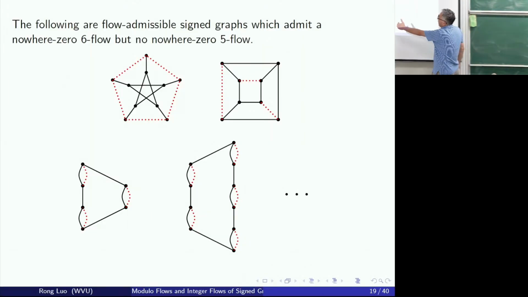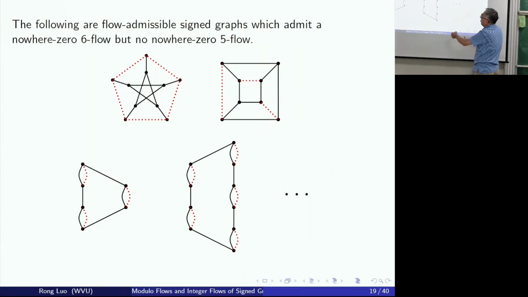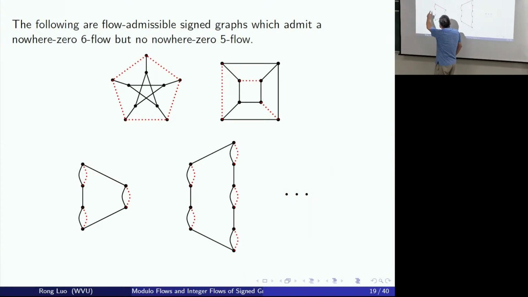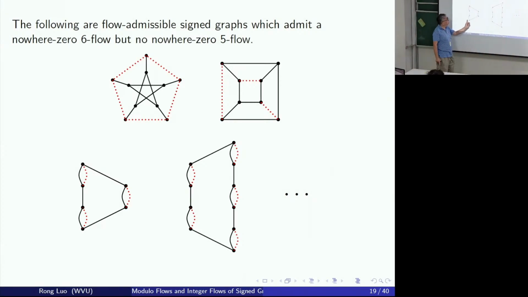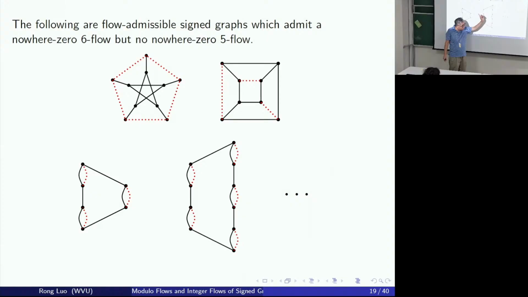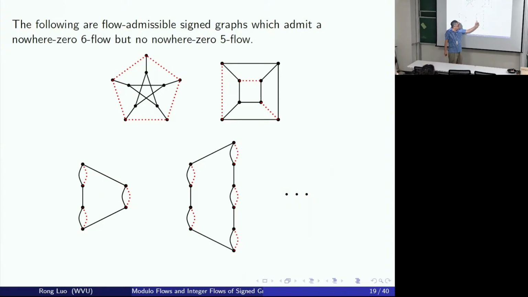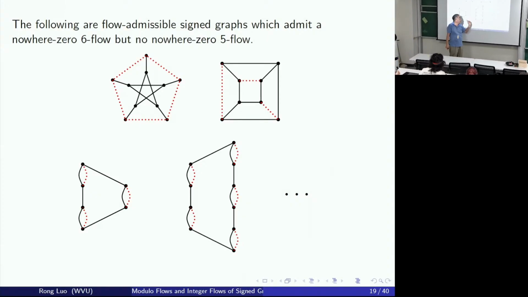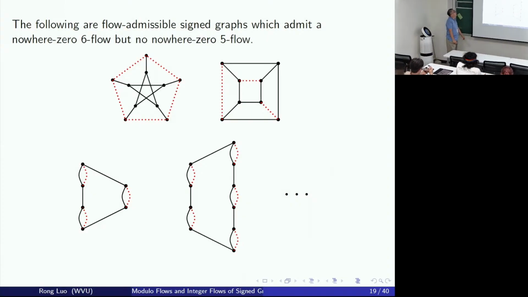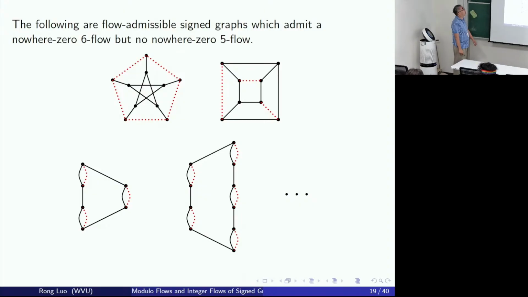So another family of graphs: if you look at, for instance, C6, you just start with C6 with all positive edges, then you add one negative edge here. This works for any positive circuit with length 4k plus 2. It's easy to prove that the flow index of those graphs is 6. They don't have a nowhere-zero 5 flow, but they have a nowhere-zero 6 flow.